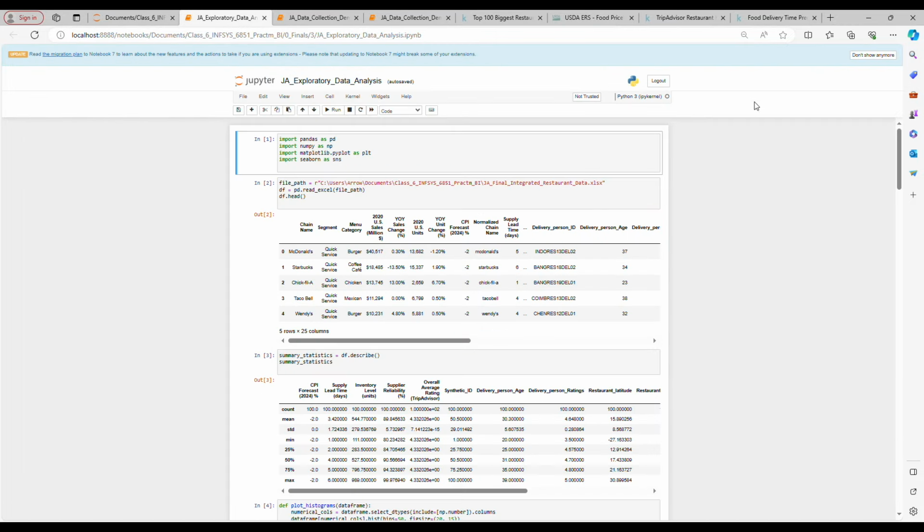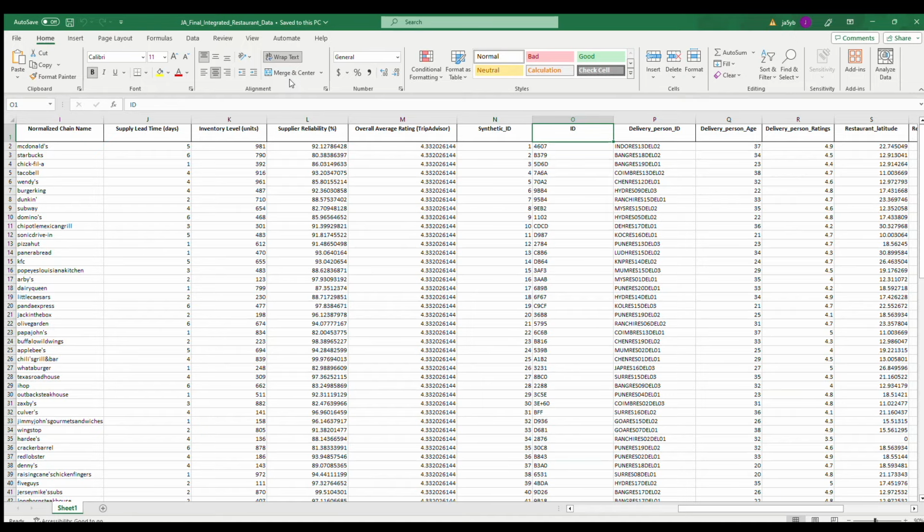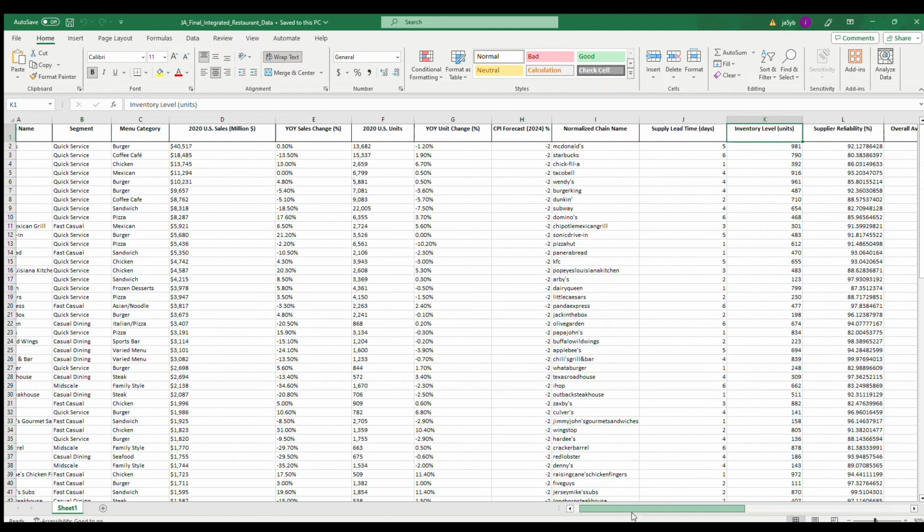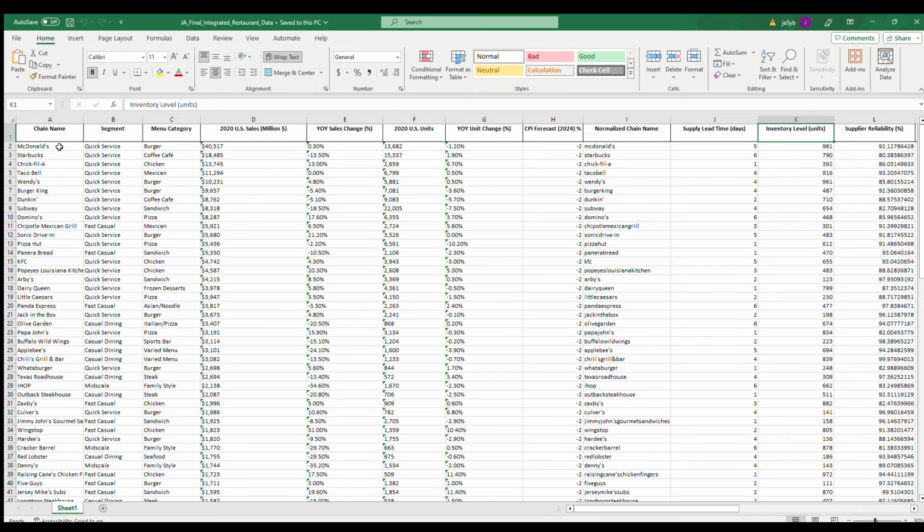To provide a short recap of our EDA that we utilized Python for, one can see that there are about 100 distinct restaurant chains that were represented. Their chain name, segment, menu category, and as far as the segment is concerned, there are at least 7 unique segments. With the menu category, there are up to 20 unique menu categories. There is information about supply lead time, inventory levels, supply reliability, delivery person's age, and relationship with their ratings.